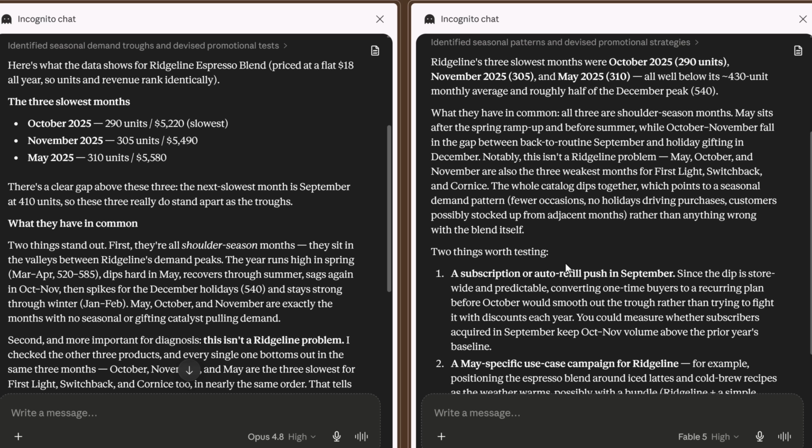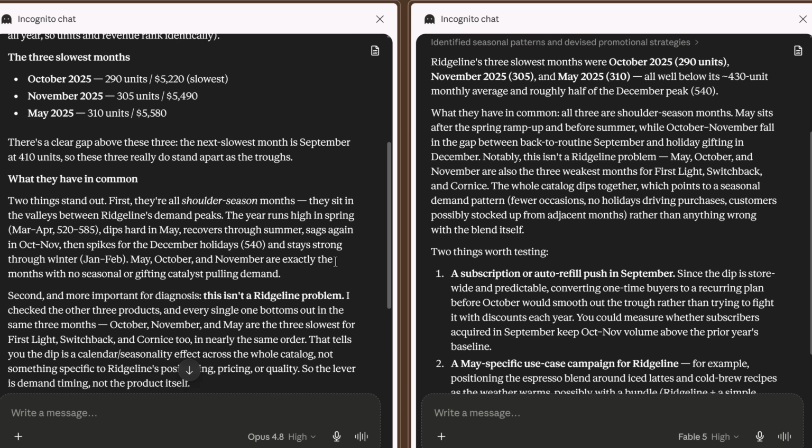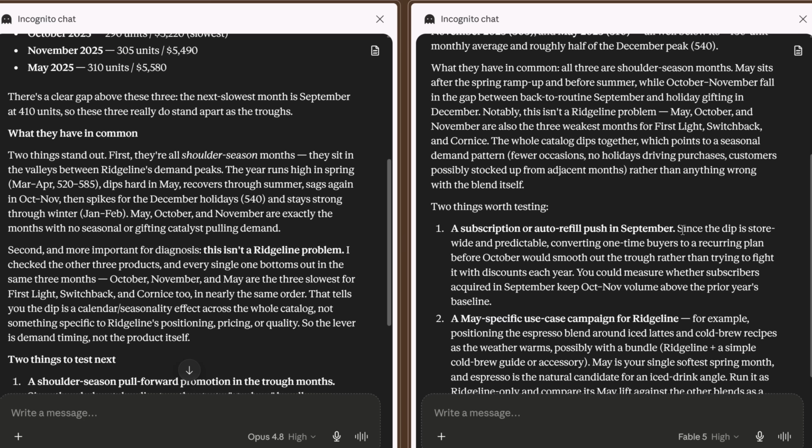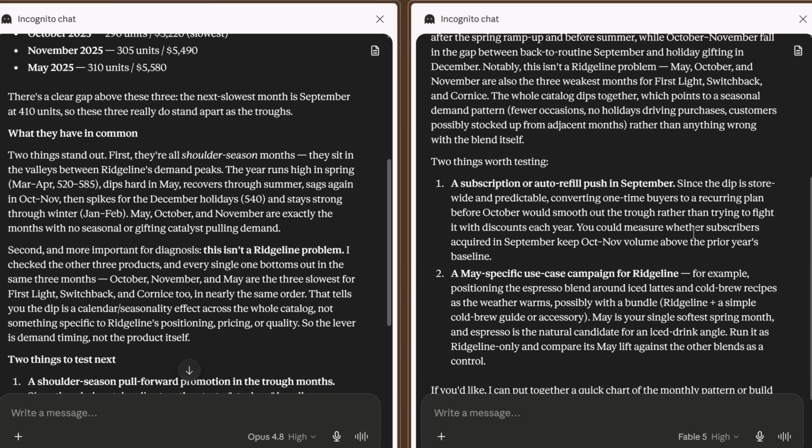They checked the other 3 products, saw the whole catalog dips in the same months, and they called it what it is, a seasonal pattern, not a Ridgeline problem. So that's the raw data for the actual direction on both sides without me writing any single formula. Honestly, on this one, I can give a slight edge to Opus. It set up control products and a baseline to measure against, designing the better experiment than the cheaper model.